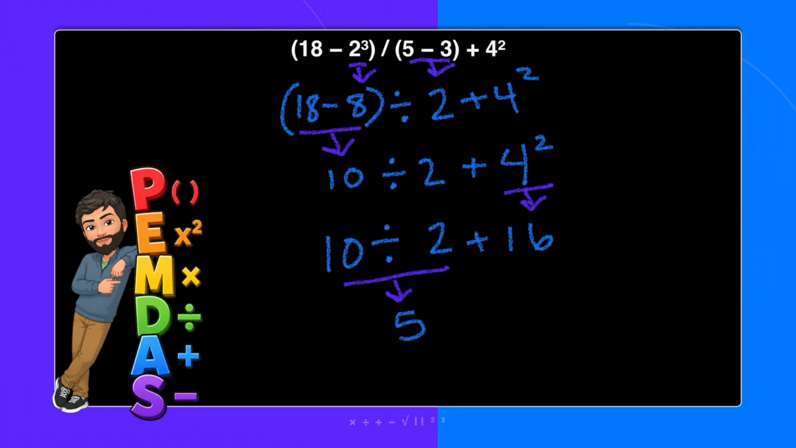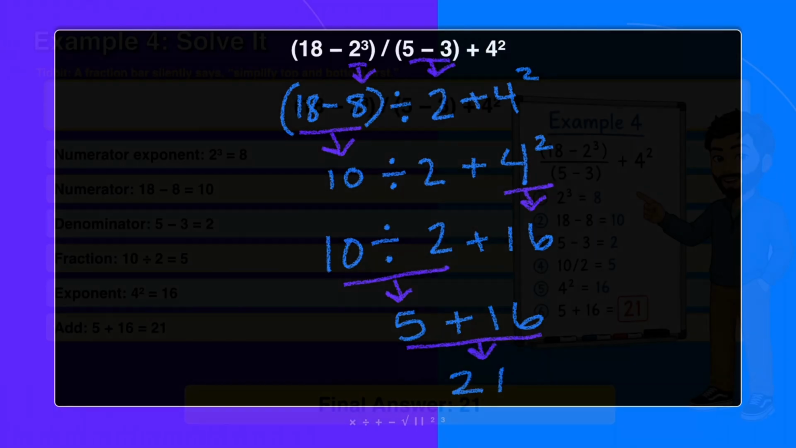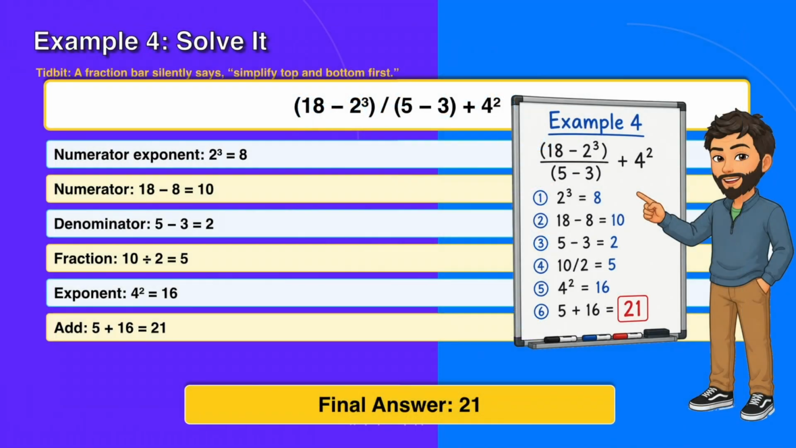10 divided by 2 gets us 5. Bring down the plus, bring down the 16. 5 plus 16 is 21. 21, we're done. All right, here's the recap of example 4.